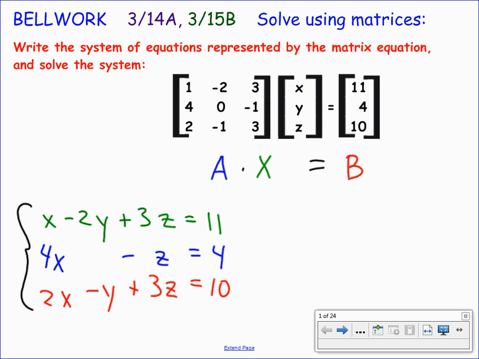Everybody take a look at our three equation, three variable system, and raise your hand if you translated that correctly. So everybody have that translated? Good job. Now I'm off to solve my matrix equation. I'm going to solve it for my variable matrix X.